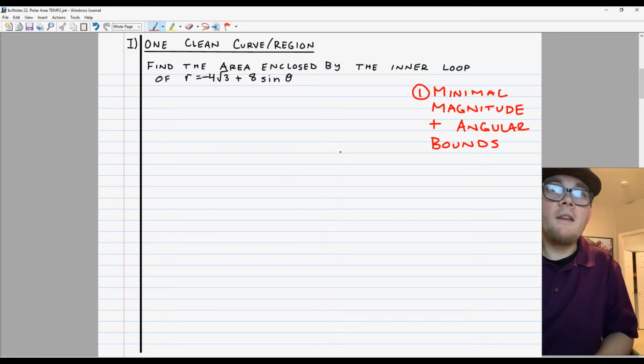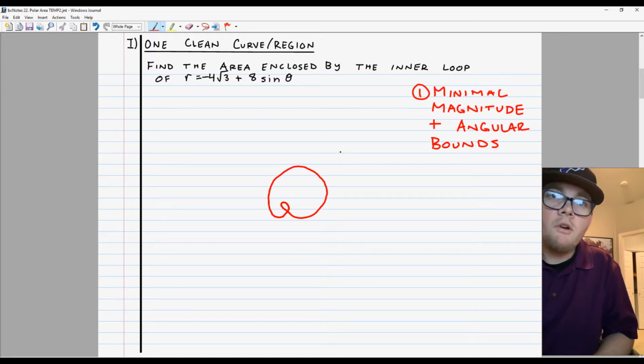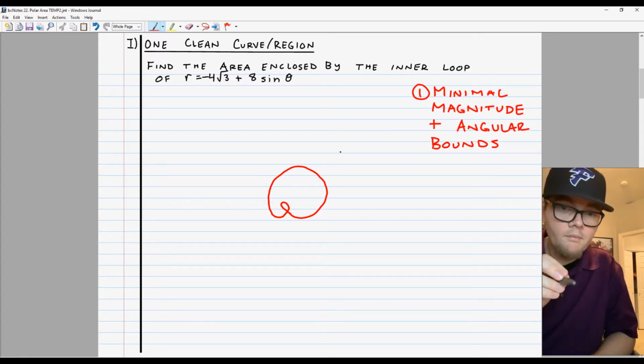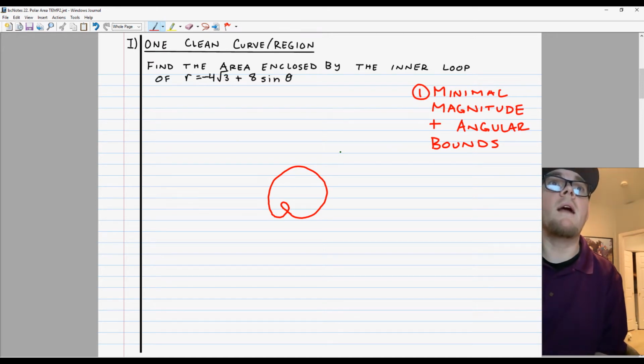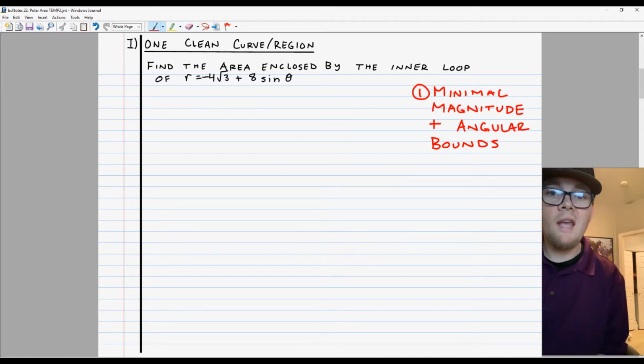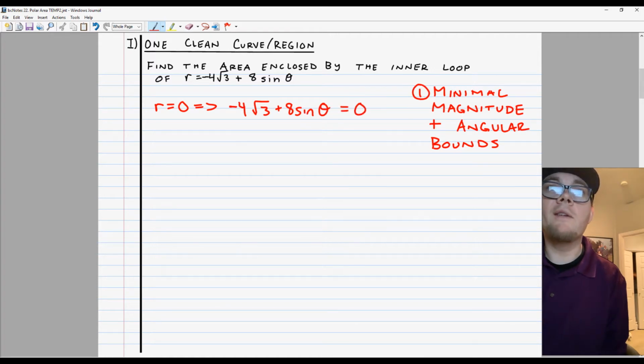The idea we're trying to take advantage of is that when this graph graphs out, we're looking for the place where it comes back and hits zero and then hits zero again, because those would be the likely places where our region starts and stops. So that's going to be our strategy: figure out the minimum magnitude angular bounds. The way we did that last time was we recognized that that usually happens at the pole or the origin. So we're going to set r equal to zero. In this case, r is negative 4 root 3 plus 8 sine of theta. So we need to figure out when is that equation equal to zero.